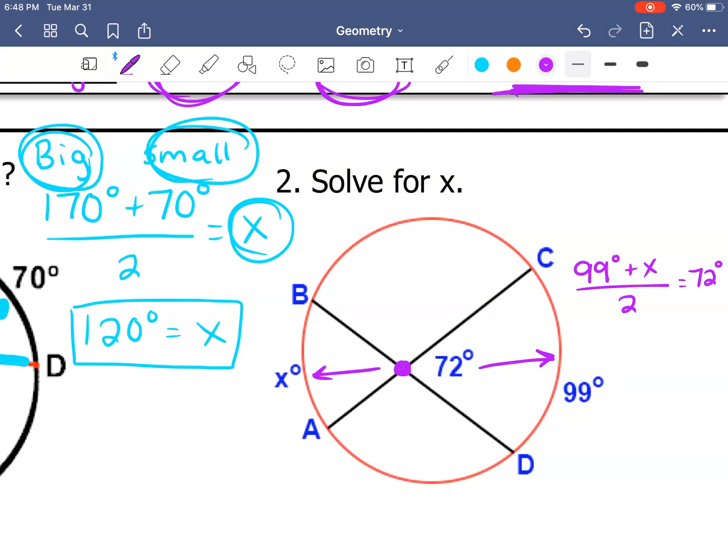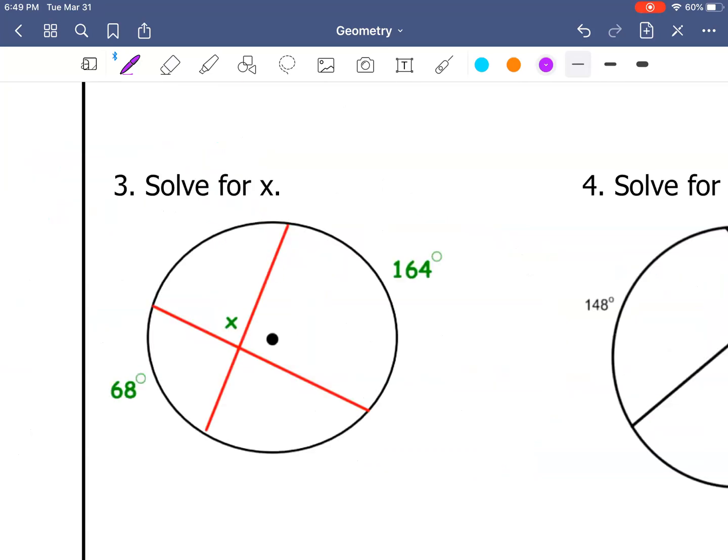Now to figure this out, just like we did on all of the other problems in our other units, we're going to make this side into a fraction. We're going to cross multiply. We get 144. And 1 times 99 and 1 times x is the same exact thing. And then we subtract our 99. We get x equals 45 degrees, which is our small arc. Okay, pause the video and see if you can figure out example number 3.